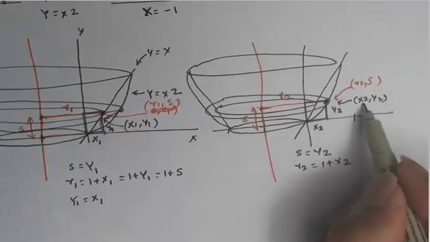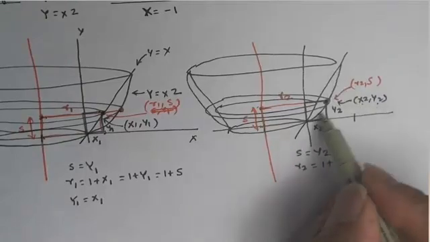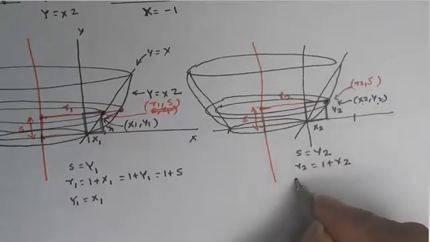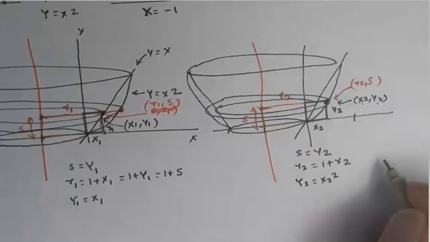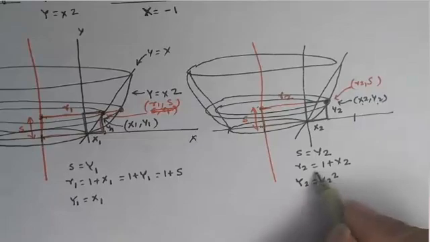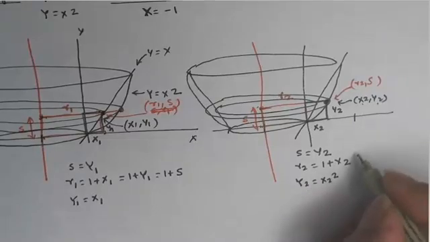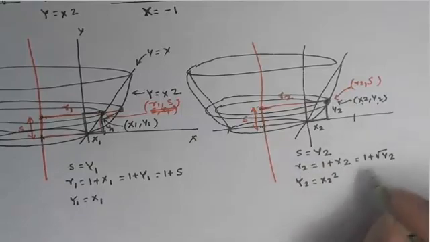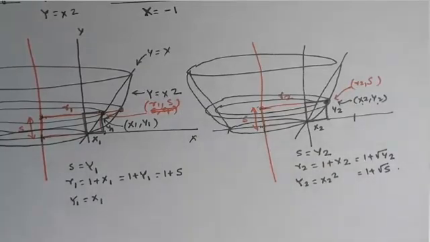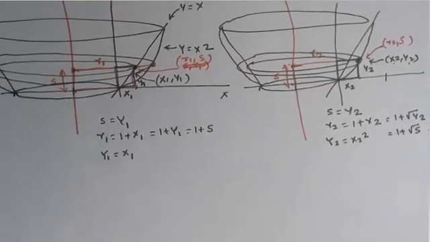And on this point, x2, y2 have to satisfy the equation for this curve. So y2 is x2 squared. Okay, so I have 1 plus x2, and x2 is then the square root of y2. y2 is S, so this is 1 plus square root S. So now we have both R1 and R2 in terms of S, and we can calculate the volume.